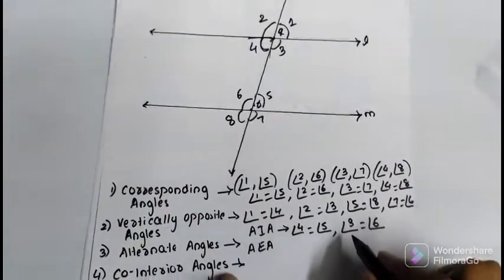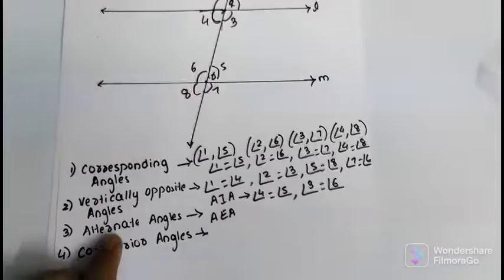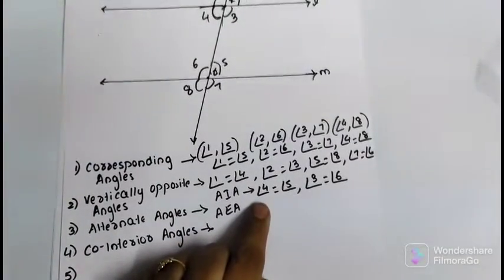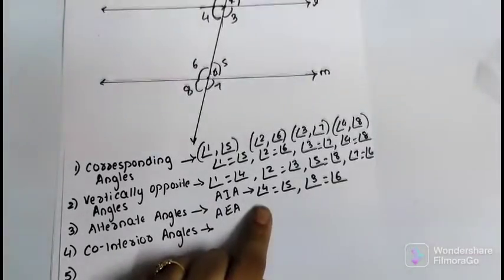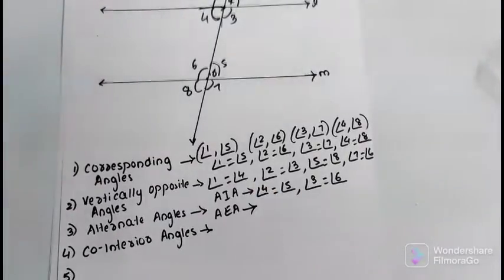Very important thing, whenever we are supposed to prove that lines are parallel, this is the main thing we observe, that is alternate interior angles. If they are equal to each other, we can directly prove that those two lines are parallel. This is one of the conditions to prove the lines are parallel. Very important.